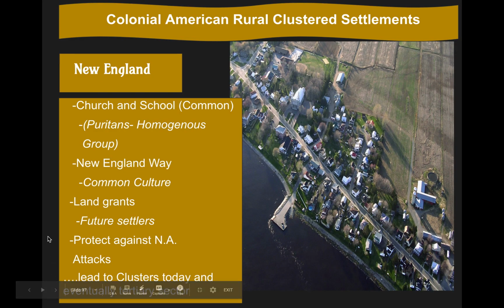The New England area is going to be a clustered rural settlement. The center of the settlement will be the church and school, which is going to be the New England way, the common culture. These are land grants, so they come across with land grants for future settlers. They had to set up for protection, so they clustered to protect themselves from Native American attacks. We see some clustering today in New England. One other factor that led them with these land grants was the cheap and abundant land available for their settlements.